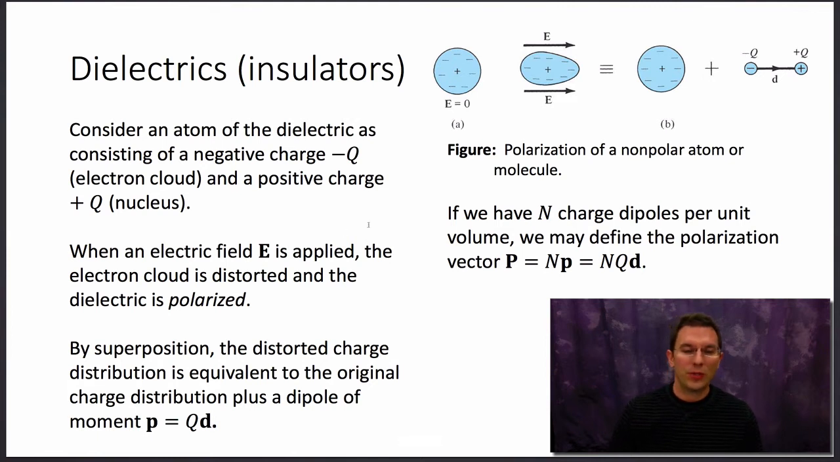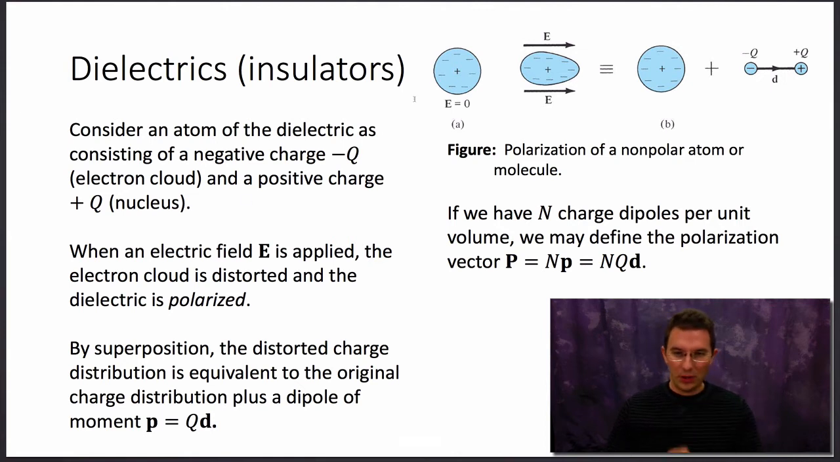Well, okay, so the second big kind of material we want to talk about here are insulators or dielectric materials. How do electric fields interact with dielectric materials? Well, let's consider an atom of the dielectric as consisting of a negative charge minus Q, the electron cloud, and a positive charge plus Q, the nucleus.